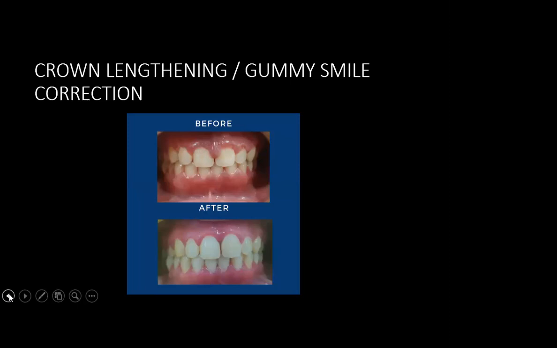There can be three common reasons for having a gummy smile. One is a vertical maxillary excess. The other is an altered passive eruption. And the third is a short upper lip. Now, out of these three, the most common indication of using a surgical procedure to correct the gummy smile is when you have an altered passive eruption.